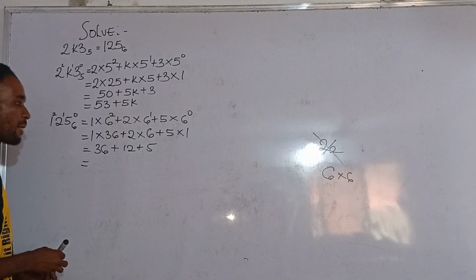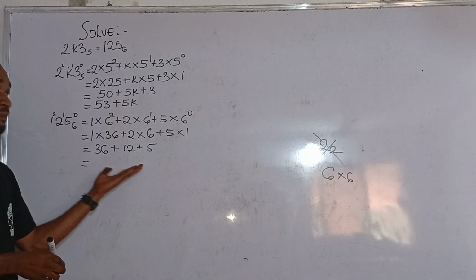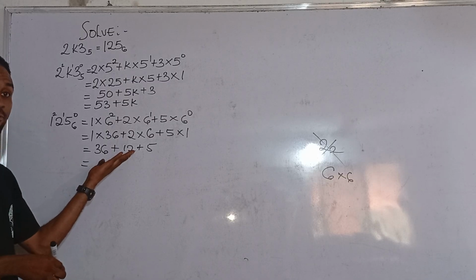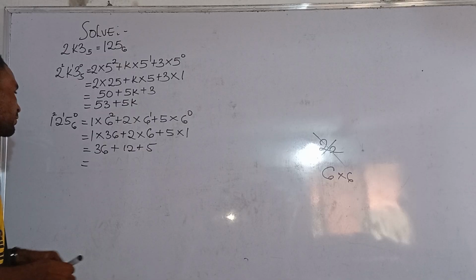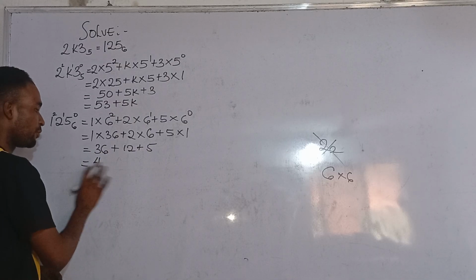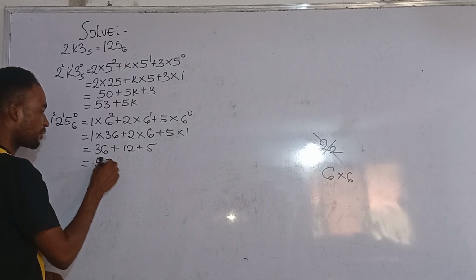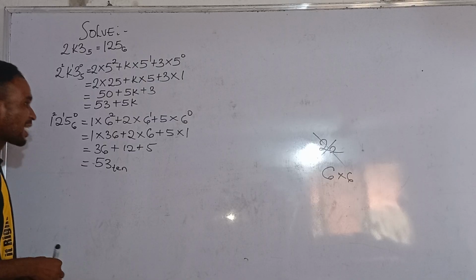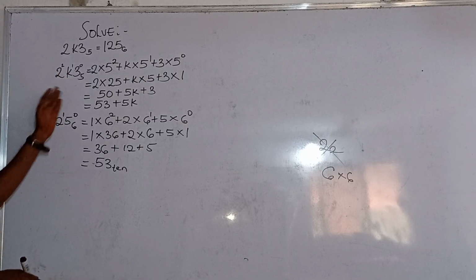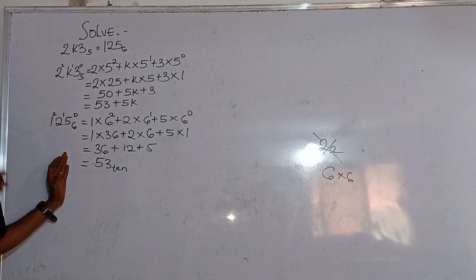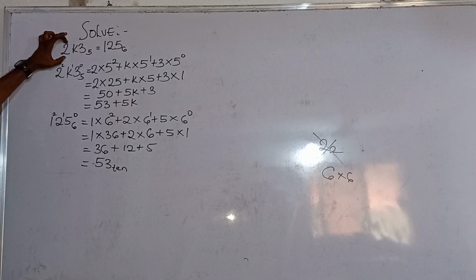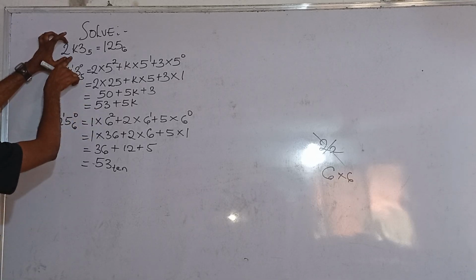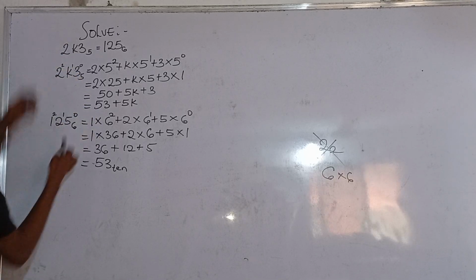So what do? I'm going to add up all this together. 36 plus 12 will give me what? 48. Then 48 plus 5 gives me what? 53. So I have 53 base 10 here, right? Now I have succeeded in converting these two figures to a base 10 numeral. What do? Let's compare them together. For this is representing this, right? This is the final result for this particular one.